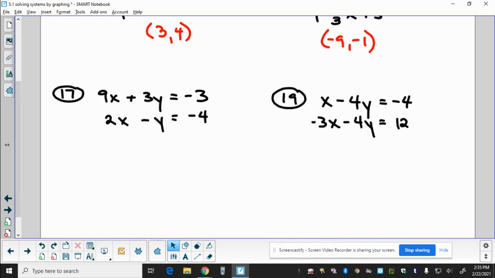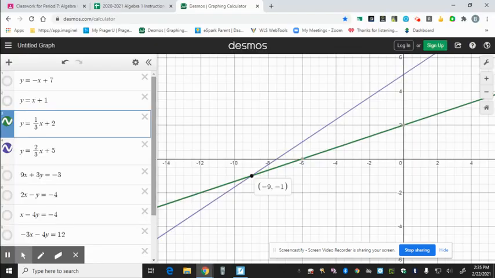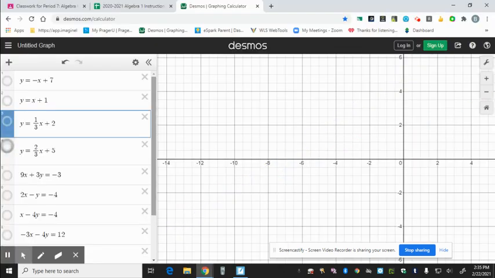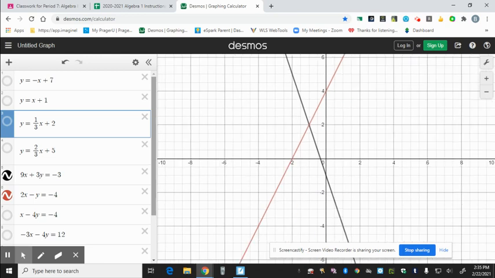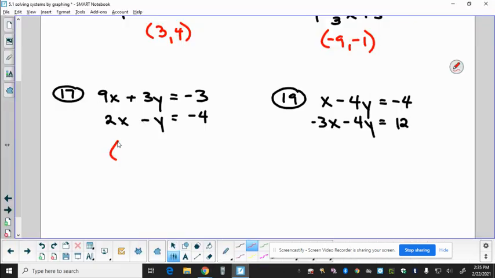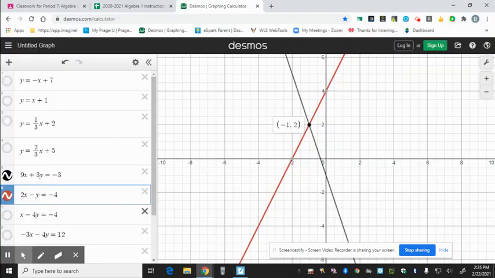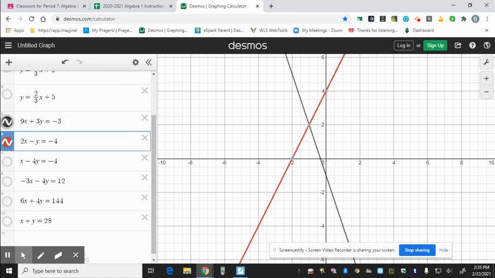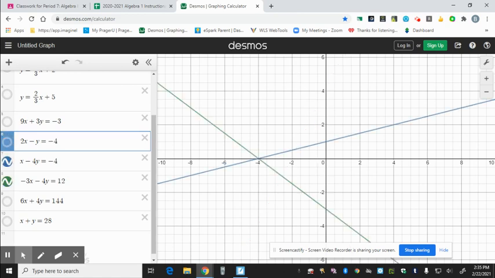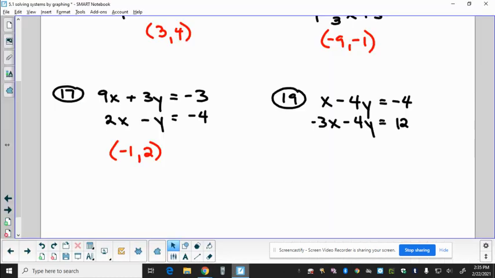Let's see what those answers are. Here's 17. Let's readjust my coordinates. All right, that is (-1, 2), and number 19. Let's see what that answer would be. Okay, I can see that right there. Yep, (-4, 0).